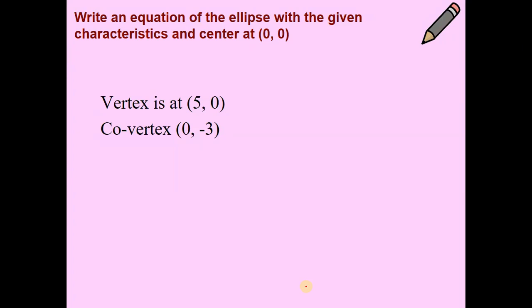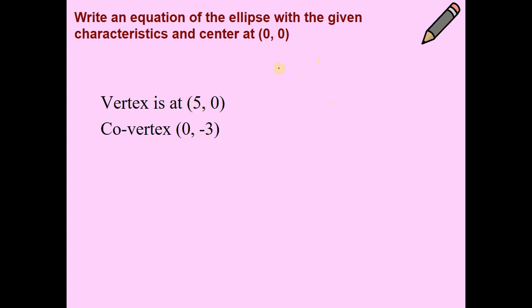Now, what if I just give you information and we try to write the equation of the ellipse? And you're probably saying, no. Actually, it's not too bad. You just have to remember what the various information tells you. Well, I have a center of 0, 0. I have one vertex at 5, 0. I have another co-vertex at 0, negative 3.